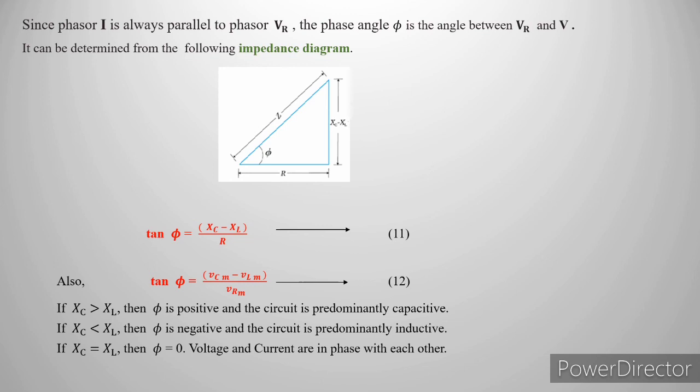This is equation 12. If XC is greater than XL, then phi is positive and the circuit is predominantly capacitive. If XC is less than XL, then phi is negative and the circuit is predominantly inductive. If XC is equal to XL, then phi equal to 0. That is, voltage and current are in phase with each other.